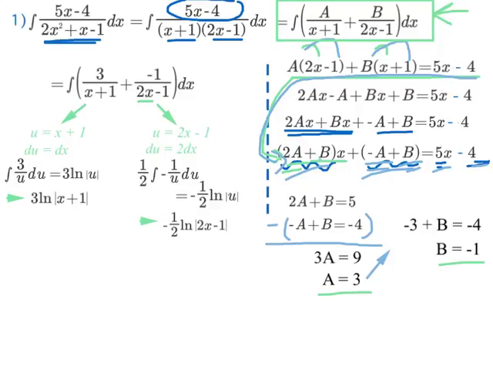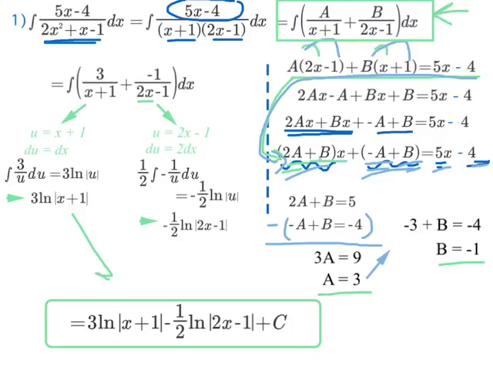So a lot of crazy algebra, a little bit of integration, and then I put everything together and I come up with my final answer, which is, from here I have 3 natural log absolute value of x plus 1, from here I have minus 1/2 natural log absolute value of 2x minus 1, and I can't forget my constant of integration. So horribly long algebra problem, easy calculus problem.